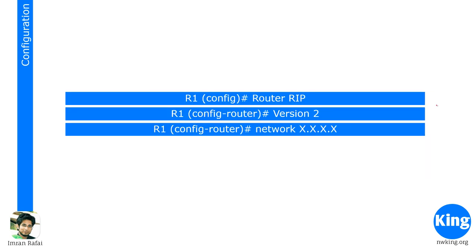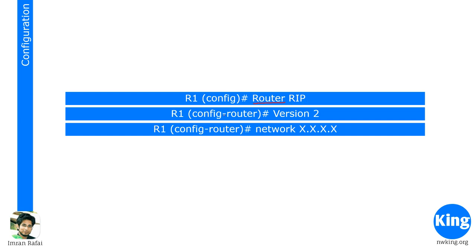Now, how do you configure RIP? This is how all the routing protocols are configured. You go to the global config mode, put the word router, right? And then you put what routing protocol you're going to use. So you can put OSPF, EIGRP, or RIP. And in this case, because this video is about RIP, we're going to put router RIP.